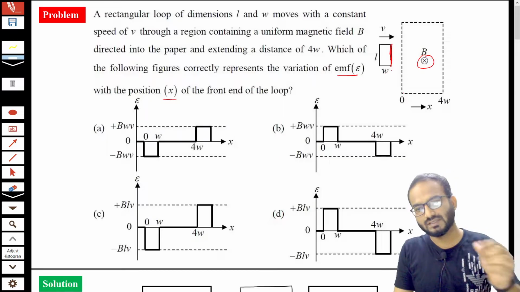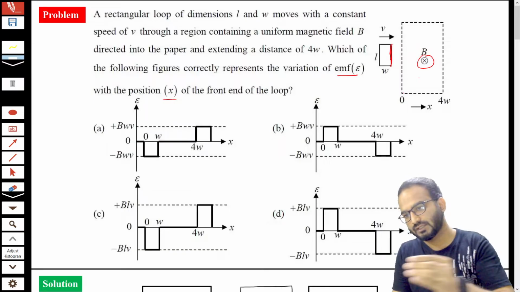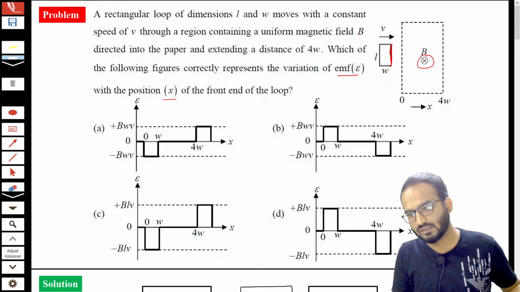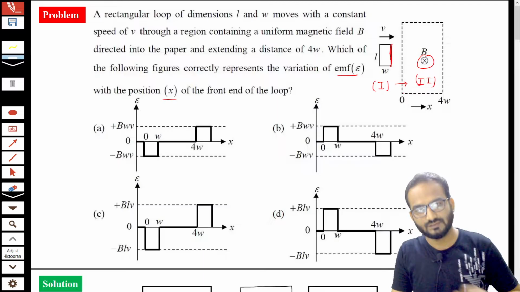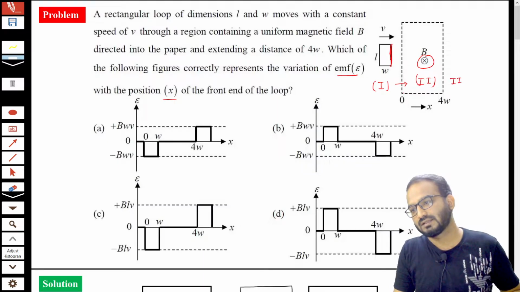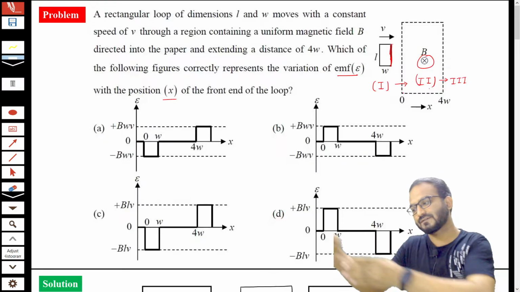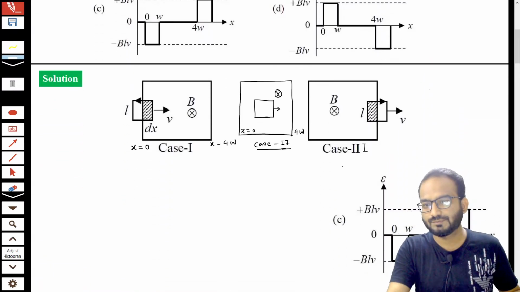So what things are happening as this loop keeps on moving from this position into the magnetic field and is coming out of the magnetic field. We have to consider three different cases. The first case is when it is entering into the magnetic field. Region 2 is when it is completely inside the magnetic field, and the third case is when it is leaving the magnetic field. The status before entering and after leaving the magnetic field is the same. This one we know.